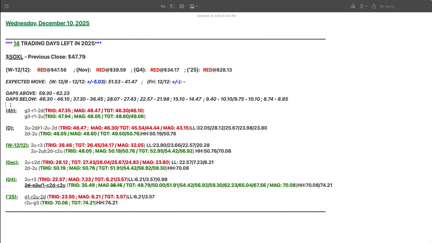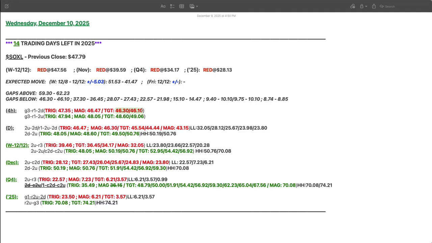We talked about, on the scalping perspective, we look for higher lows at or above the opening print to get into calls, and lower highs at or below the opening print to get into puts. And then on the 4-hour, we talked about how if we get price action to the downside in the morning, that will trigger a 3-1-2 down at 47.35 with the magnitude of 46.47.